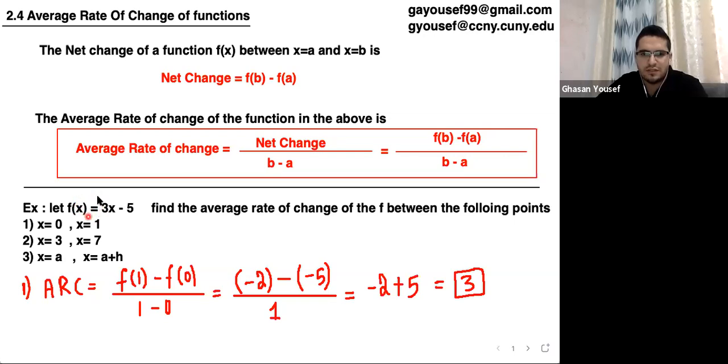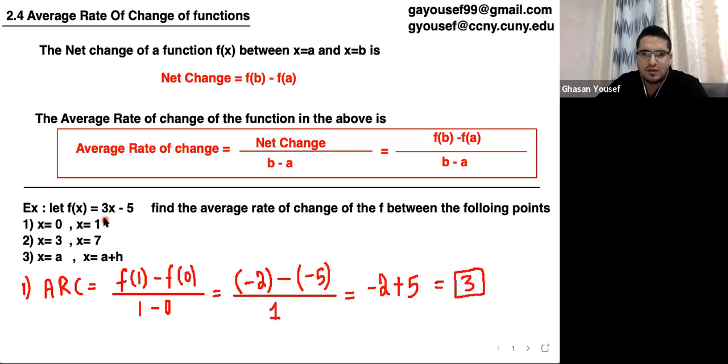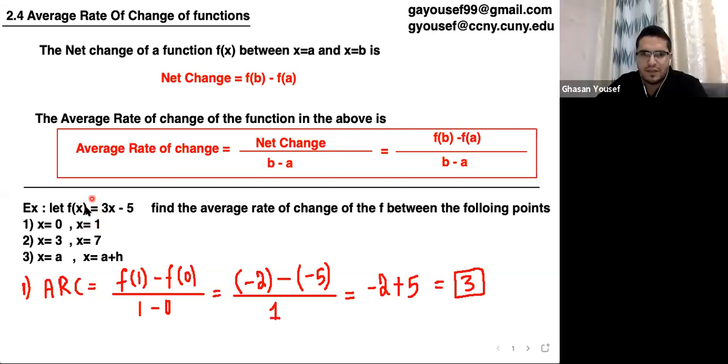What's the slope of this function? Is it 3x? Is it 3 without the x? Yeah, 3. So for a linear function, the slope is the same as the average rate of change. Even if the points are different, the average rate of change will be constant, the same answer for all parts of the question. The average rate of change is the same as the slope, which is 3. See, the 3 here is the slope.